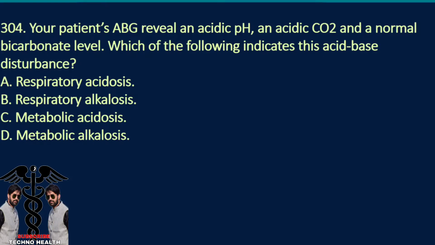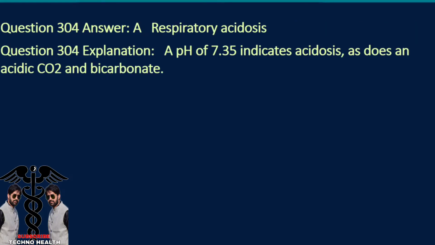Question 304. Your patient's ABG reveals an acidic pH, an acidic CO2 and a normal bicarbonate level. Which of the following indicates this acid-base disturbance? A. Respiratory acidosis, B. Respiratory alkalosis, C. Metabolic acidosis, D. Metabolic alkalosis. Question 304 Answer: A. Respiratory acidosis. Explanation: A pH below 7.35 indicates acidosis, as does an acidic CO2.